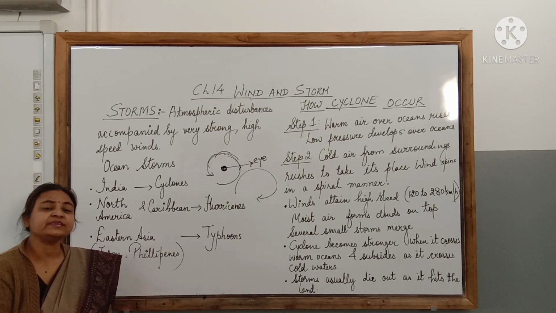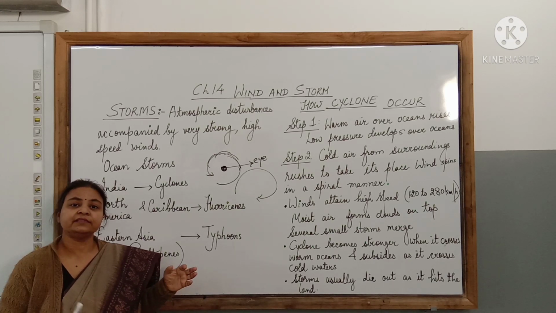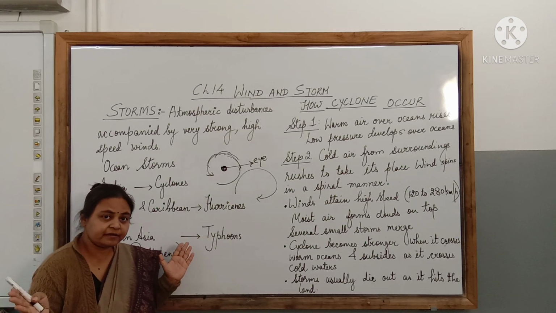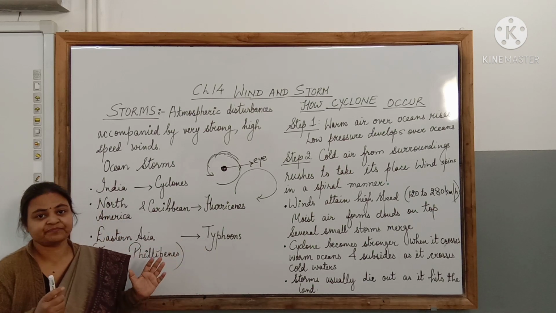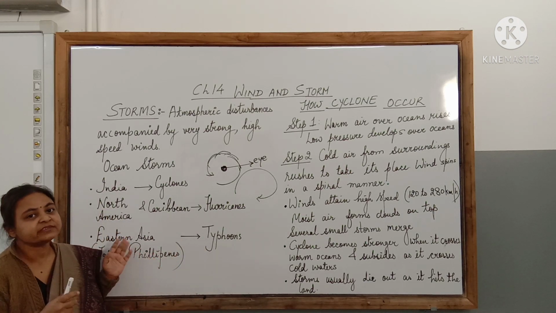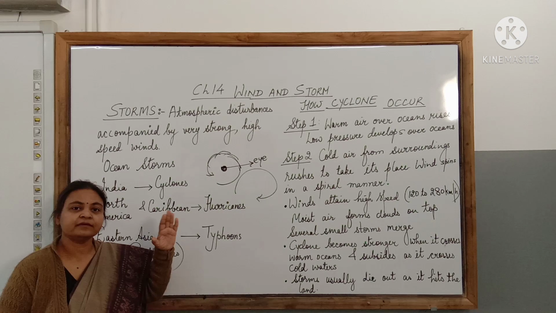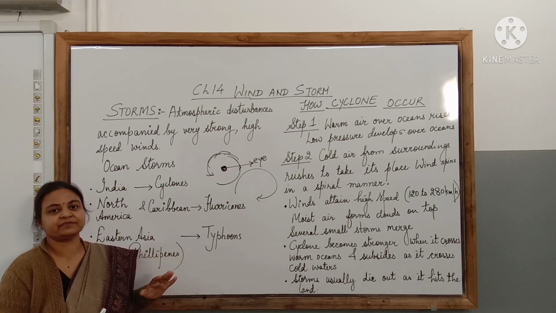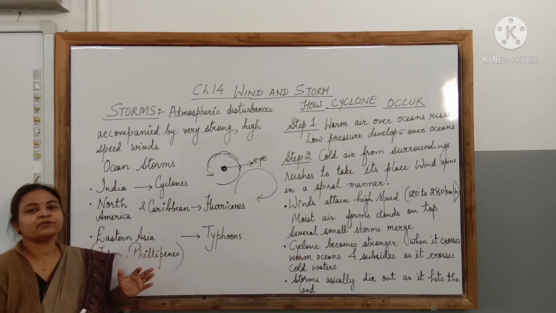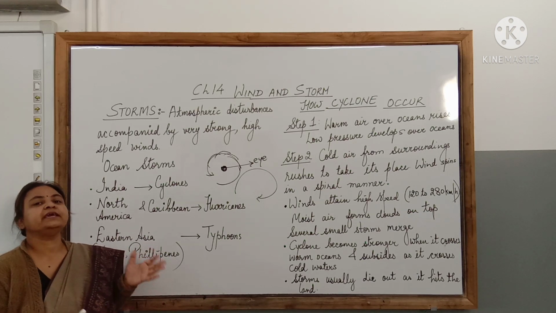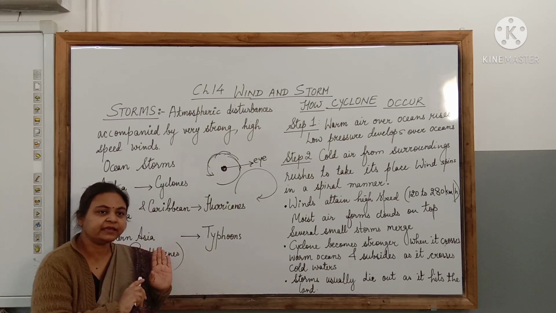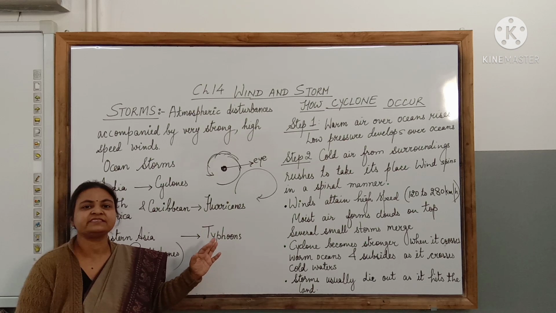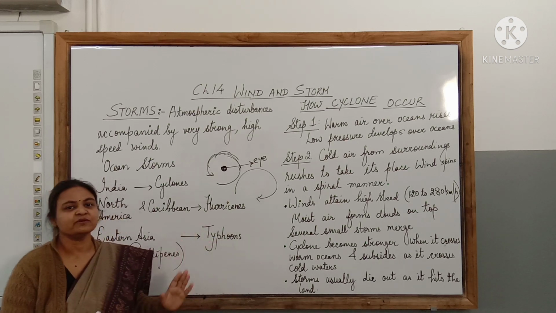When cyclones cross over warm oceans, they gain more moisture and their intensity increases. Whereas while crossing cold areas, they subside, meaning they reduce in strength. Some of the cyclones, as they reach the land, subside and die out. So only rainfall is experienced, and the wind velocity also decreases.